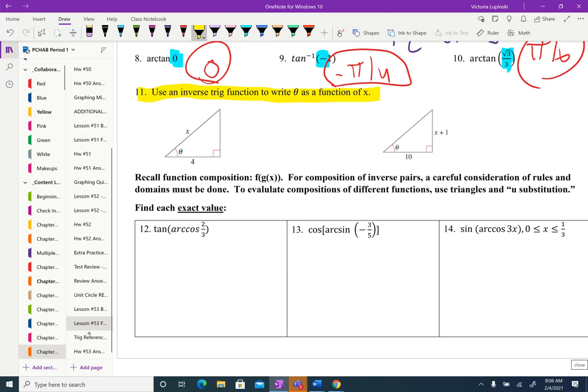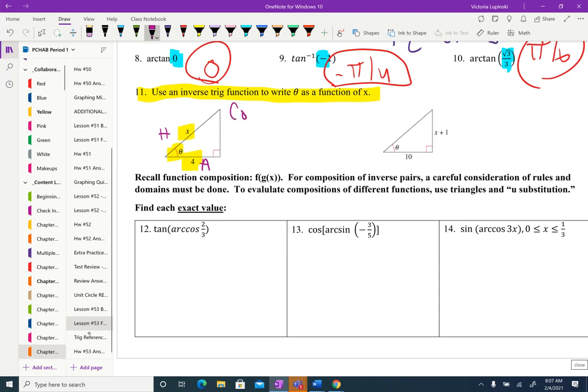So take a look at this first problem. You have theta, you have 4, and you have x. You're going to think back to your opposite, adjacent, and hypotenuse. Given that angle theta, this is your adjacent, and this is your hypotenuse. Does anybody remember which trig function connects an adjacent and a hypotenuse?